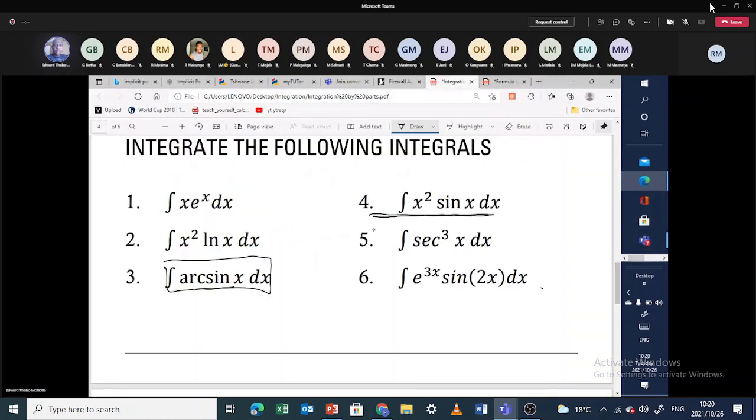We have dealt with this one. Number 5, I don't think this method will work here, but you can try it. Usually when I'm solving number 5, I use the previous method. So let's do number 4.